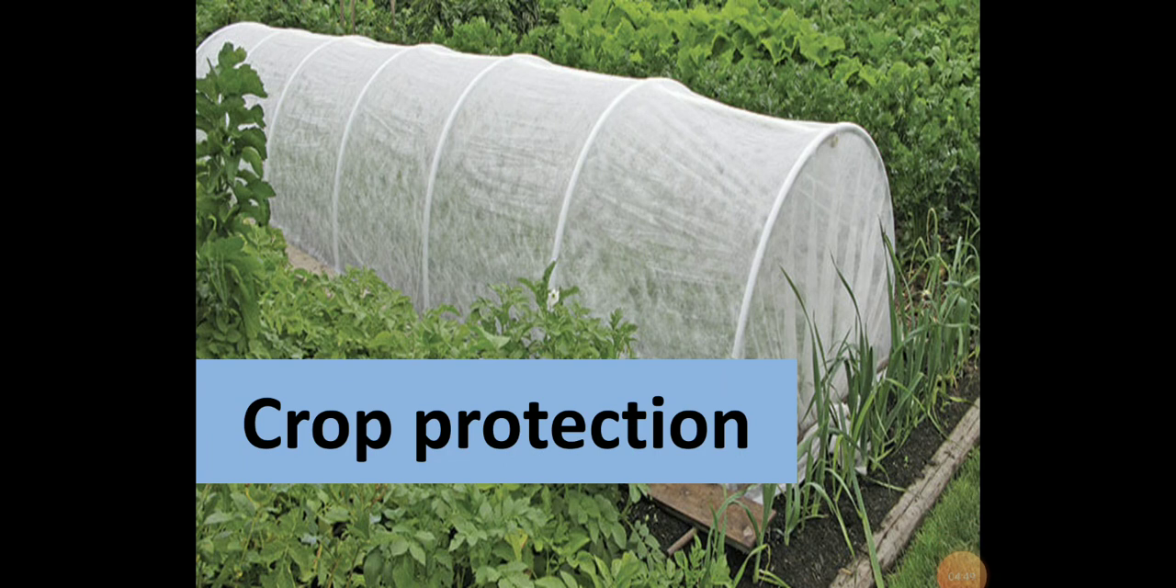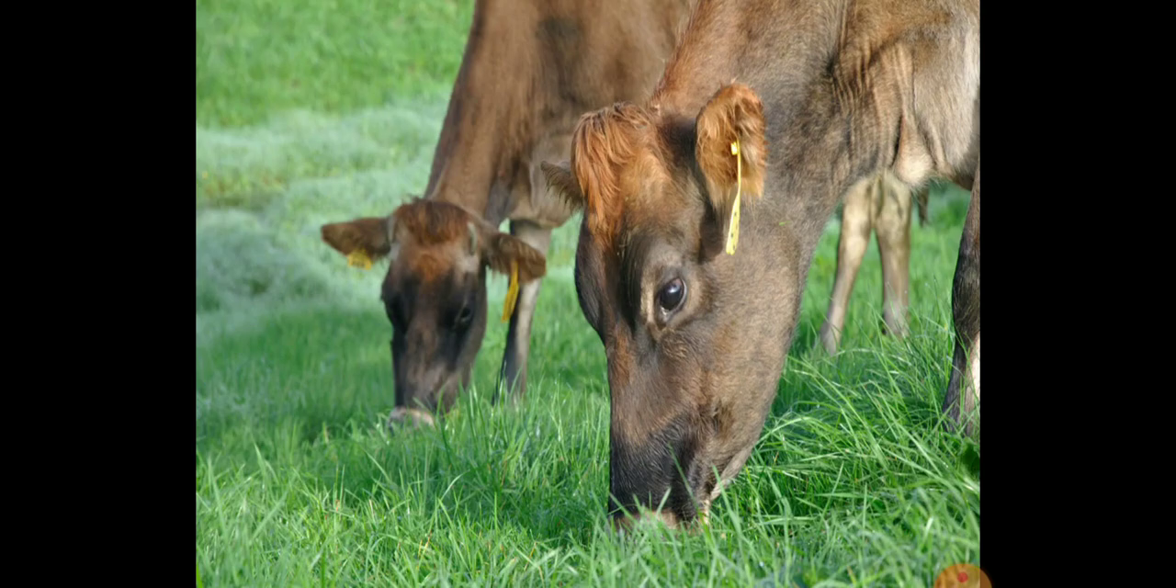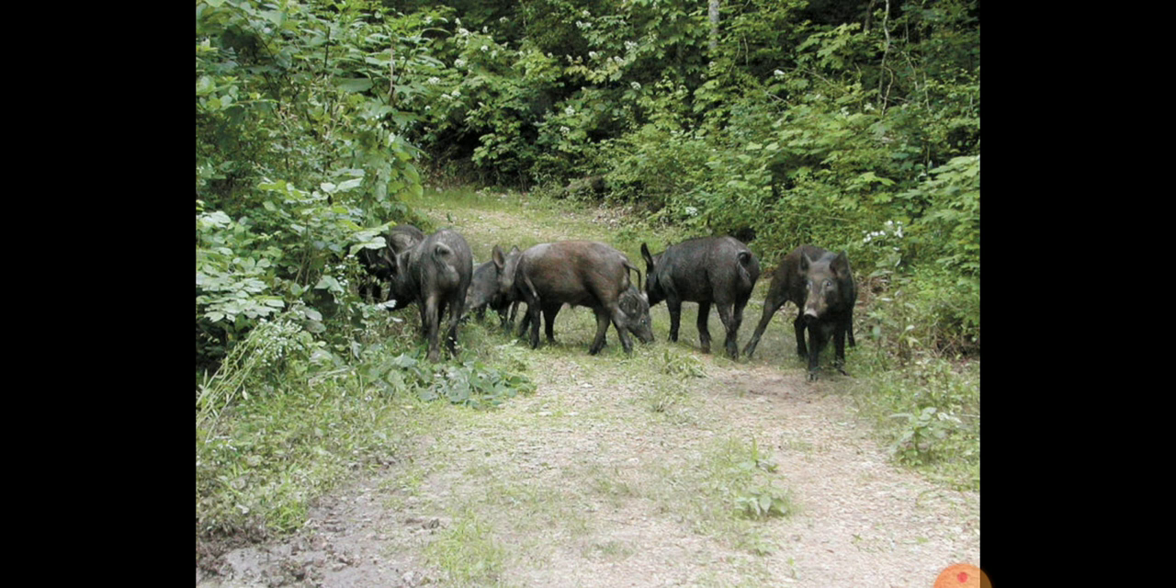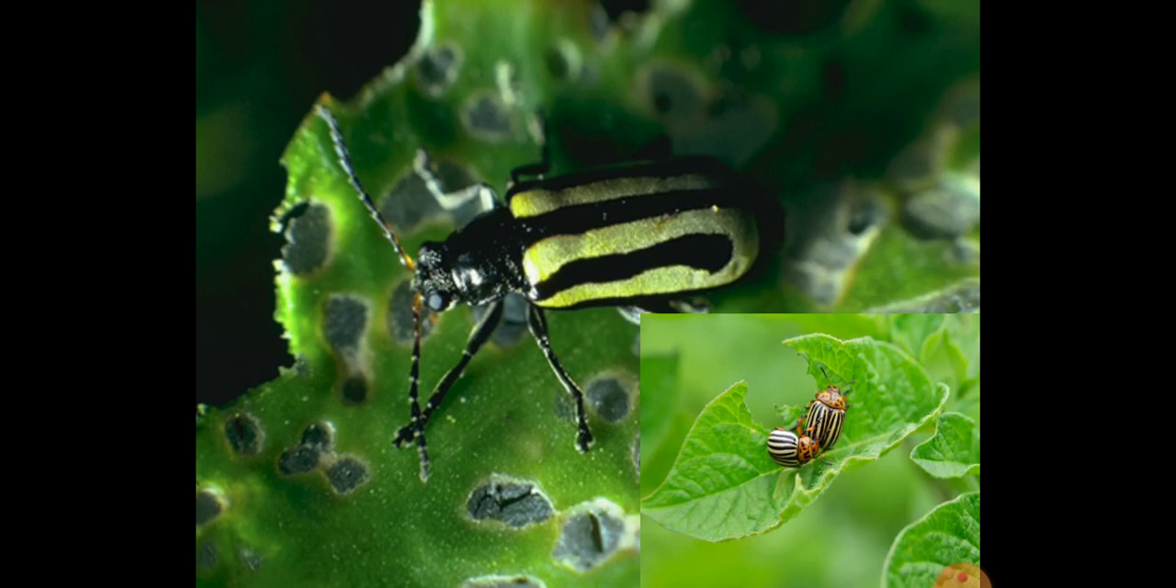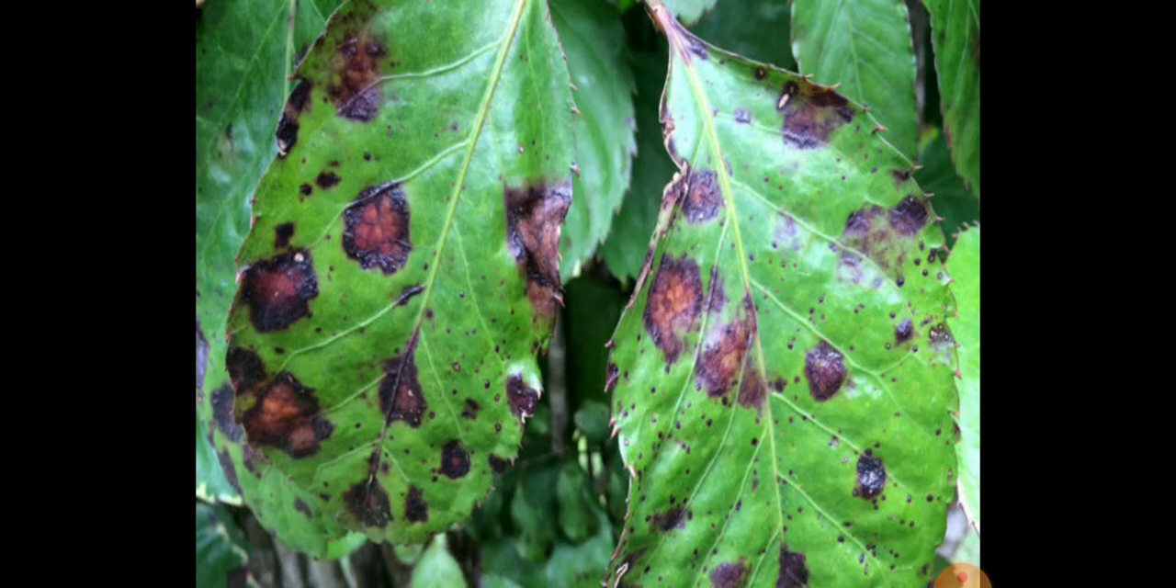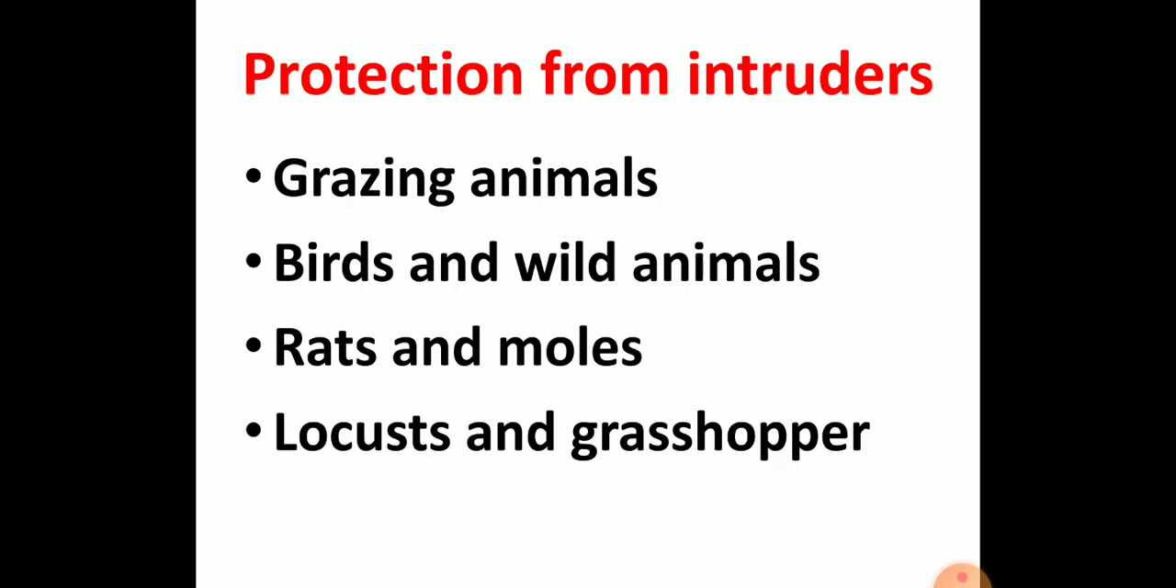Now let us understand crop protection. Crops need protection from grazing animals, wild animals, birds, worms, insects, and germs. Protection from intruders. So crops need to be protected from the following: grazing animals, birds and wild animals, rats and moles, locusts and grasshoppers.